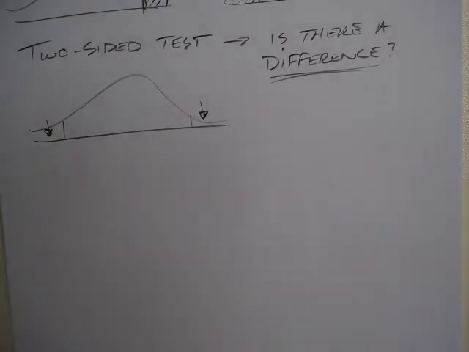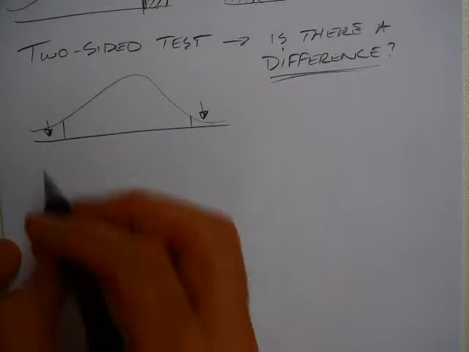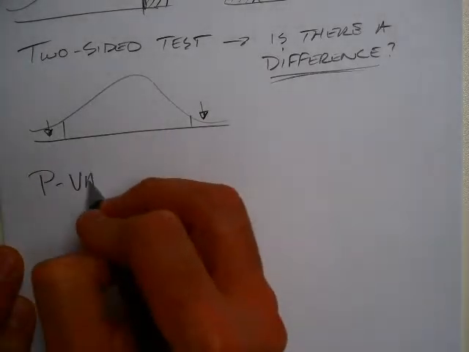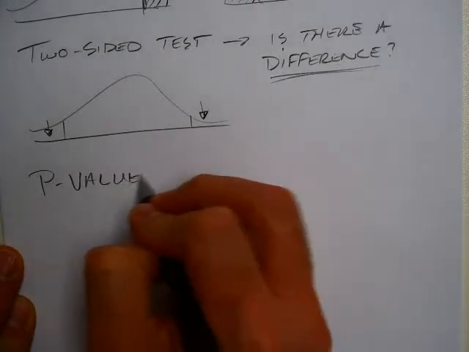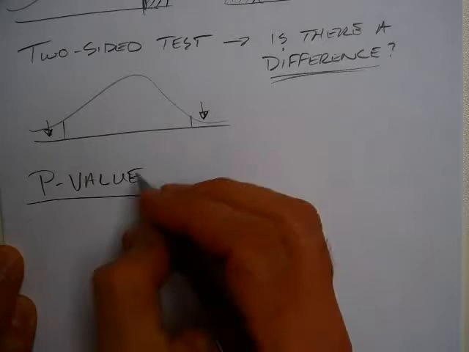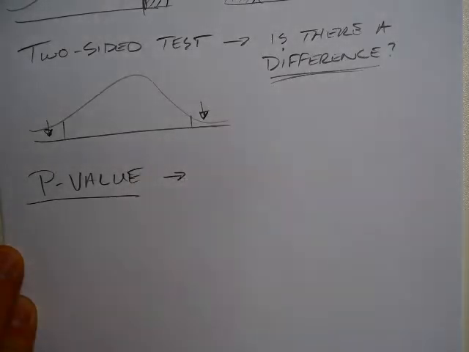You don't really know. Okay, so we need to mention a couple of new things. P-value isn't really new. We've been looking at p-value for quite a while now. It's the probability that something occurs.